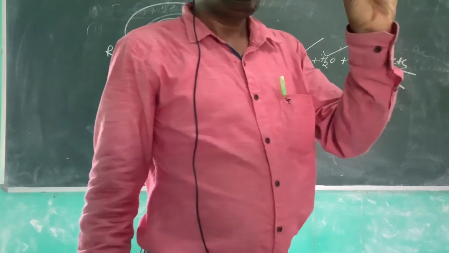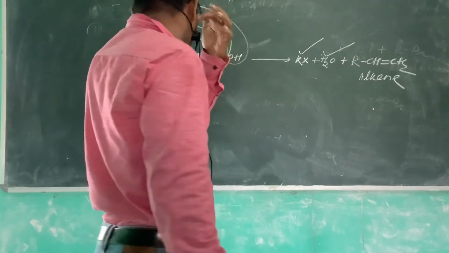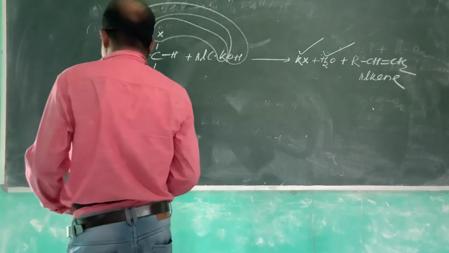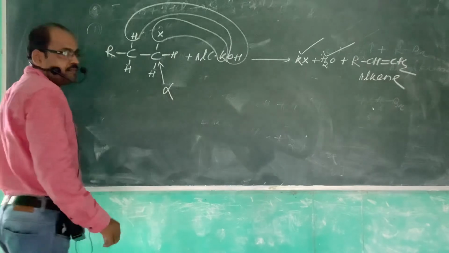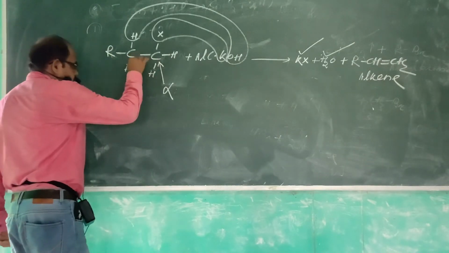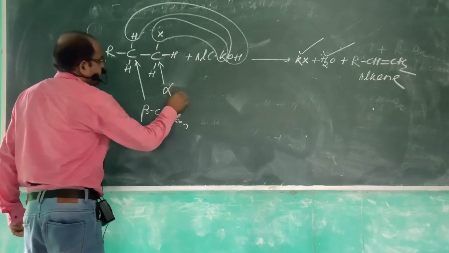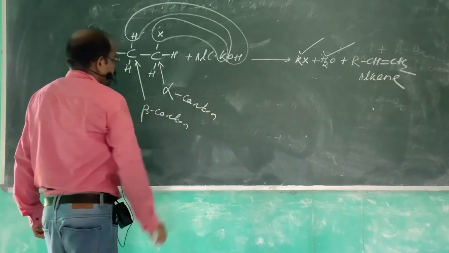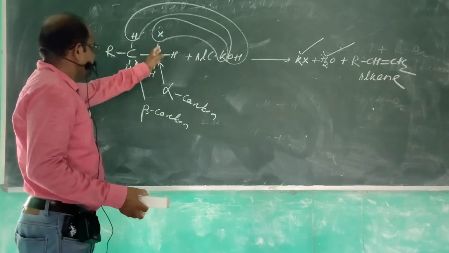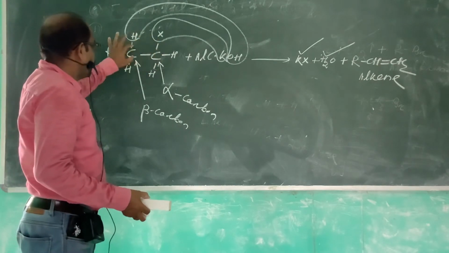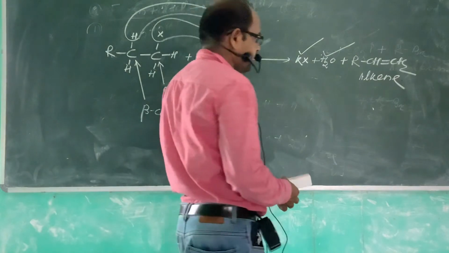The carbon atom which is attached with the functional group is called the alpha carbon. This is the alpha carbon. The next carbon atom is called the beta carbon. Here the halogen atom is removed from the alpha carbon and the hydrogen atom is removed from the beta carbon. Then we can get an alkene.